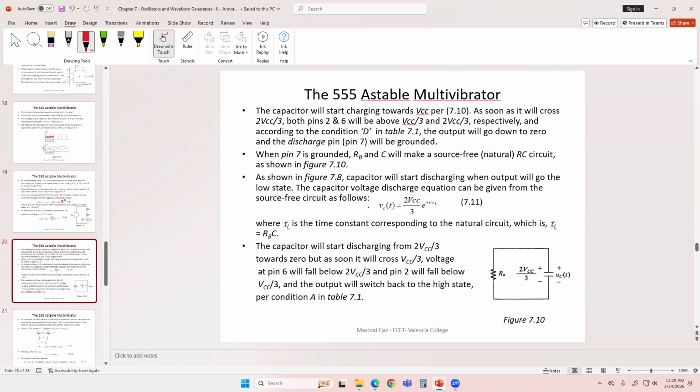Capacitor voltage can be represented by 2 VCC by 3, A e to the power negative t over tau L. This is the initial value of the capacitor voltage when it was charged to 2 VCC by 3, and then it's going to start discharging because it's only the natural circuit. It's not a forced circuit. So it's going to start discharging. It's going to take some time to discharge. And the time constant of the circuit now is tau L, which is RB times capacitor.